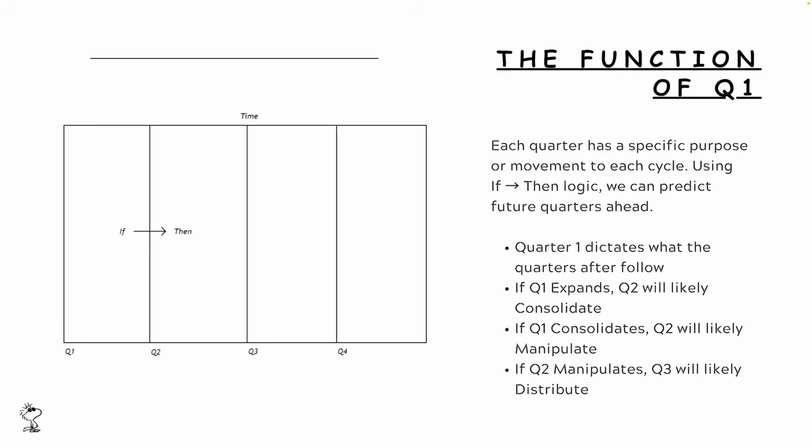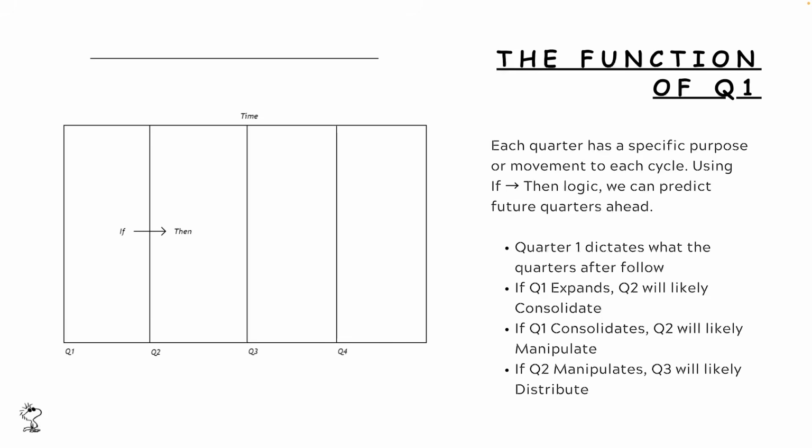Now, the function of quarter one. Each quarter has a specific purpose or movement within each cycle. Using if-then logic, we can predict future quarters ahead. Every single day, there are going to be four quarters, whether you're using the daily cycles, the 90-minute cycles, or whatever cycle you're referring to, on a lower or higher time frame. You are always going to be using if-then logic, meaning whatever quarter one does dictates what quarters 2, 3, and 4 are going to do.